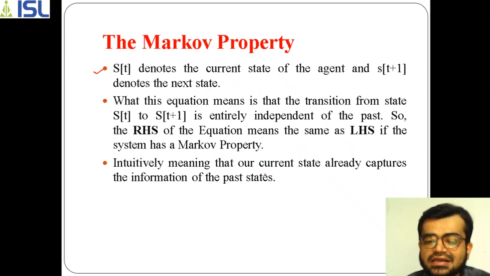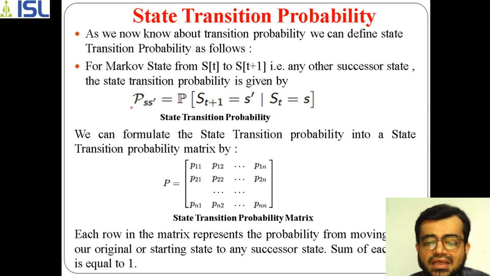As you know, the current state already captures the information of the past state, so that is why you can term this RHS equals LHS. So this is how the Markov property works. Next comes the state transition probability.